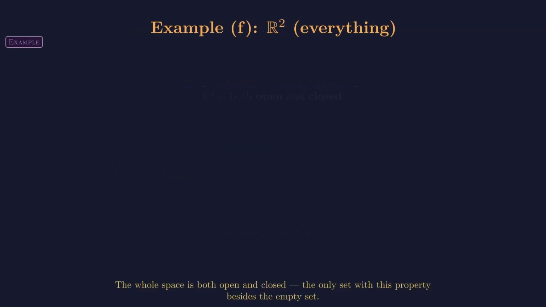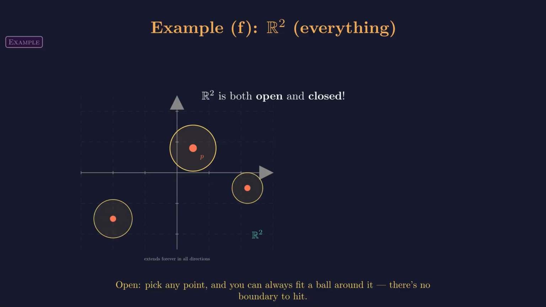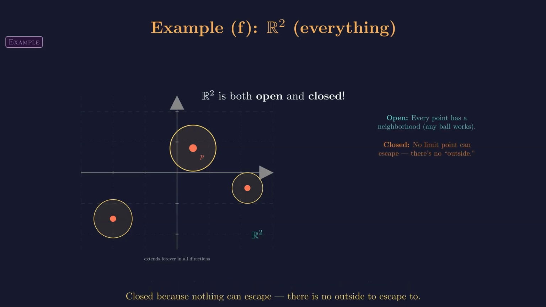Our last example, the entire plane, R2. This is a special one. It is both open and closed at the same time. Open because wherever you pick a point, you can always fit a ball around it. There's no boundary to bump into, no edge to worry about. Closed because there is simply no outside.